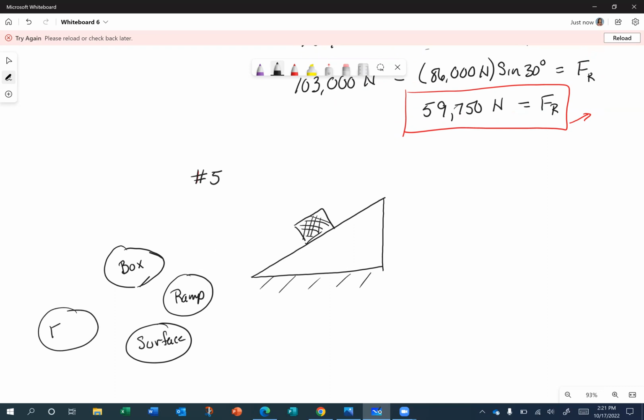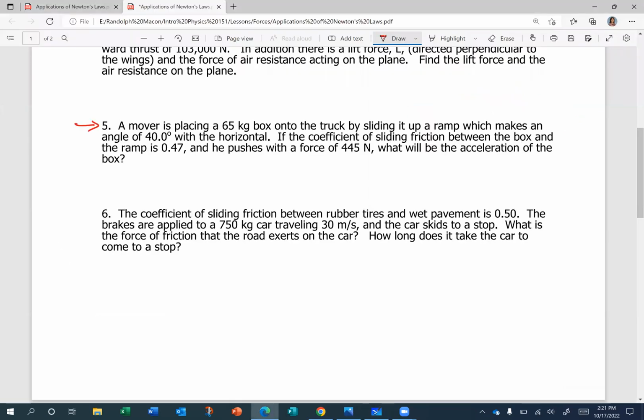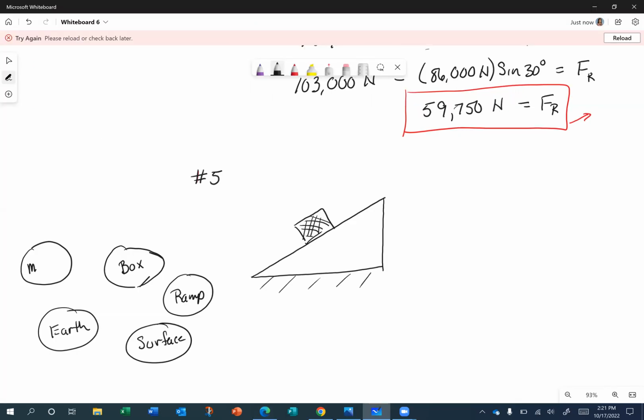Definitely going to have the earth. We have, is it Tom? What's our person's name? A mover. So we'll just say the mover. Okay. And I think that's it.